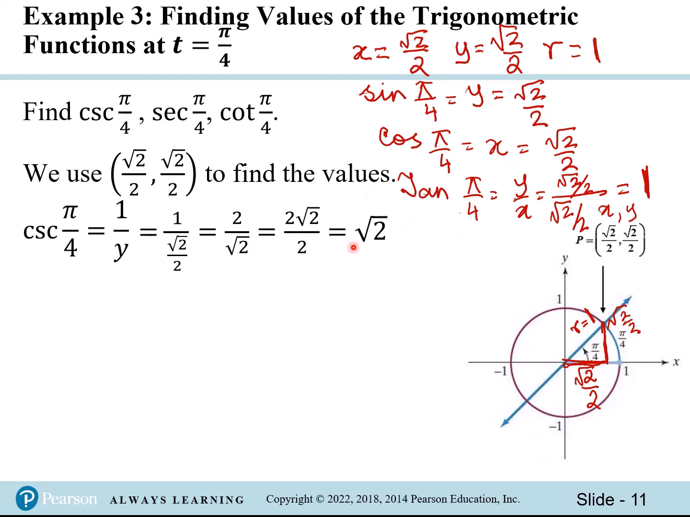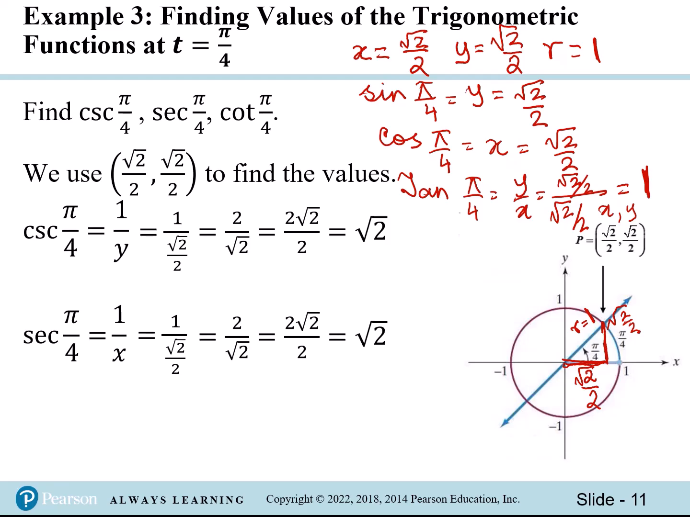Next, secant of pi over 4 is 1 divided by x, and you should get the same value as cosecant. If sine and cosine functions have the same values, then cosecant and secant, their reciprocals, will also have the same value. As regards cotangent, we have cotangent of pi over 4 equals x divided by y, which is square root of 2 divided by 2 divided by square root of 2 divided by 2, which should come up with a value of 1 for the answer. All right.